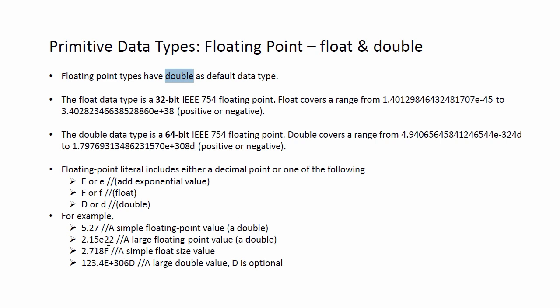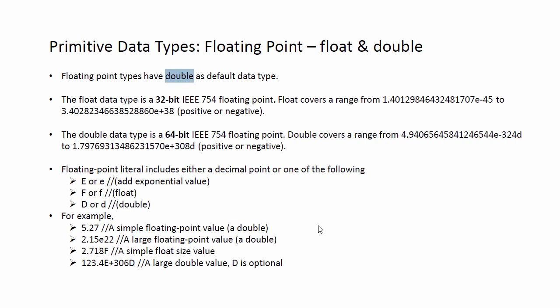2.15E22 is a scientific notation for the number 2.15 into 10 to the power 22, and this is also double. D is optional over here as well. 2.718F represents a float value. 123.4E+306D, we have used D to indicate that this number is of double type, but over here D is optional because default type is always double.